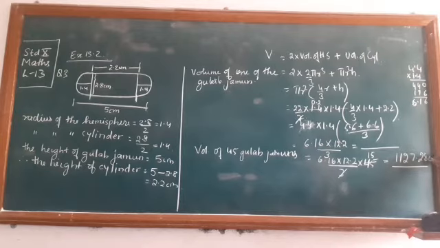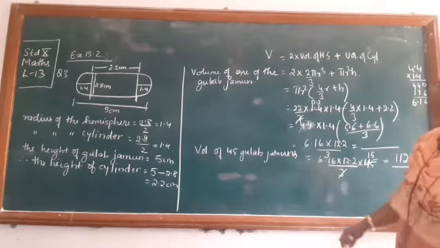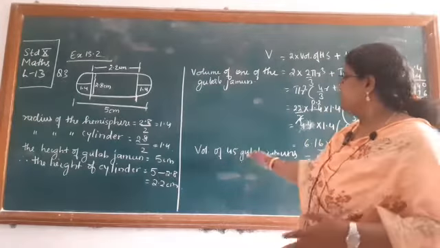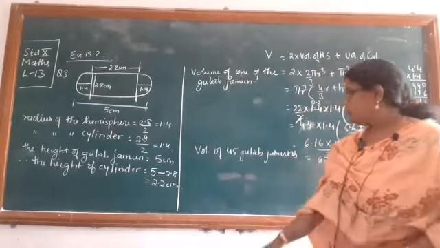The volume of the gulab jamuns is 1127.28 centimeter cube. Okay. Now what is asked?